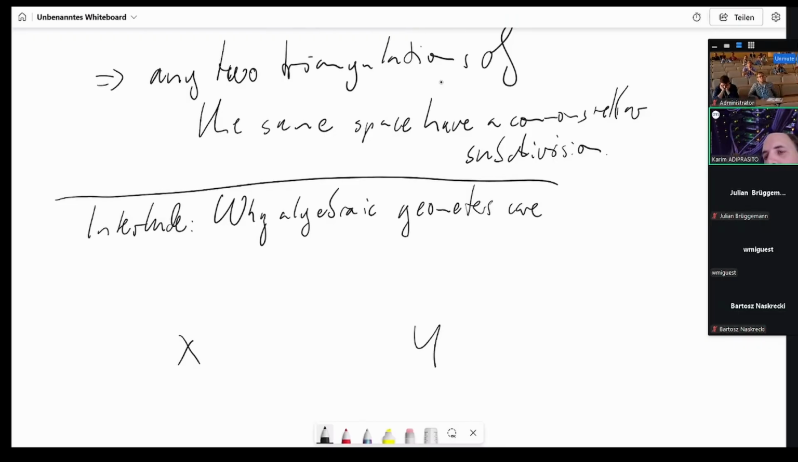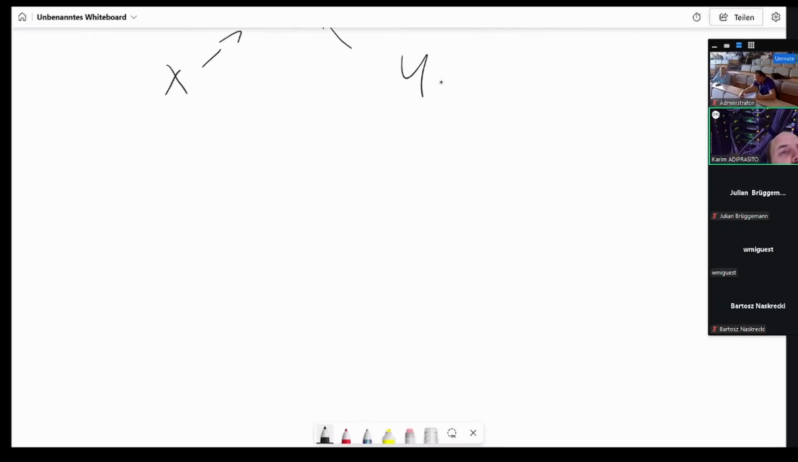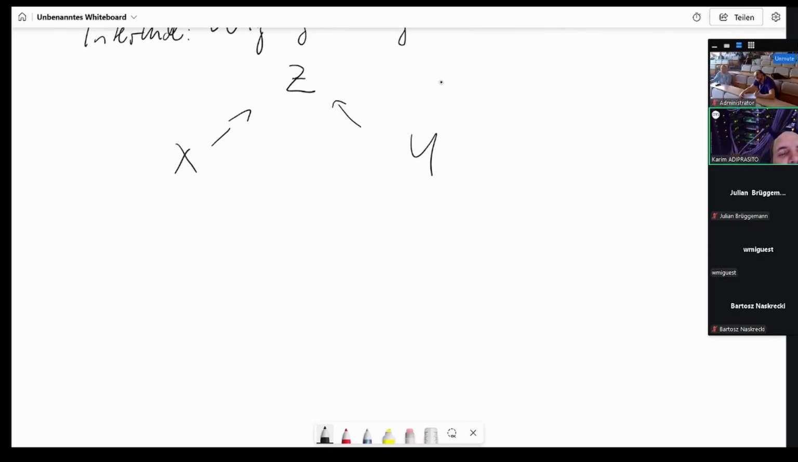Then you can ask yourself, is there a way to reshuffle them? In the language of algebraic geometry, you can ask: if you have these two spaces X and Y that are birationally isomorphic, is there an iterated blow up Z that is a blow up of X and a blow up of Y? This is the question that algebraic geometers ask themselves.